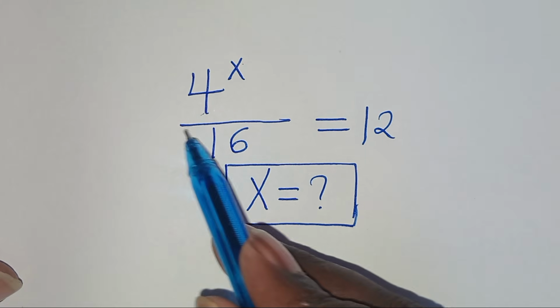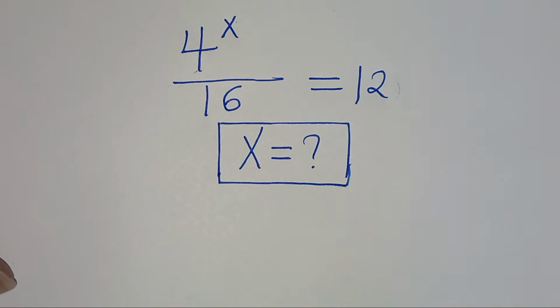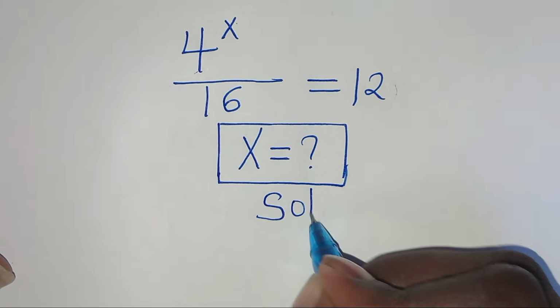4 to the power of x over 16 is equal to 12. So what is the value of x? Let's provide a solution from here.